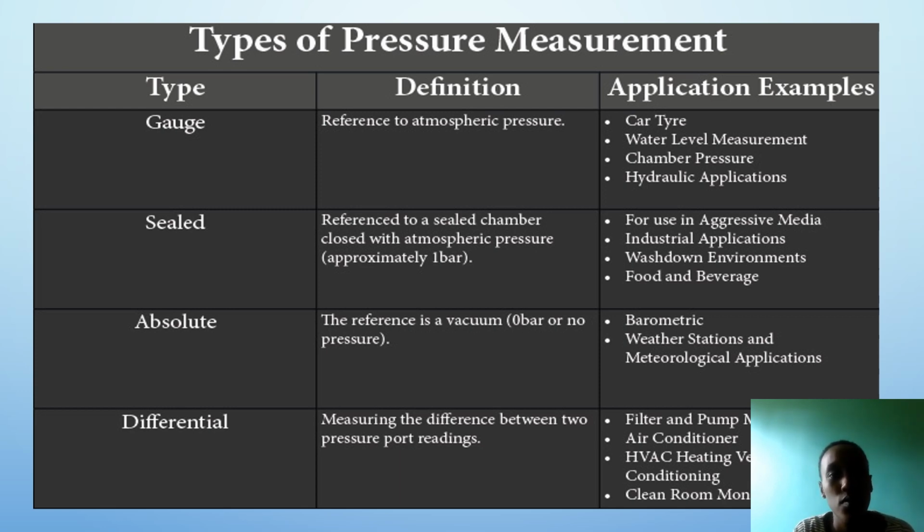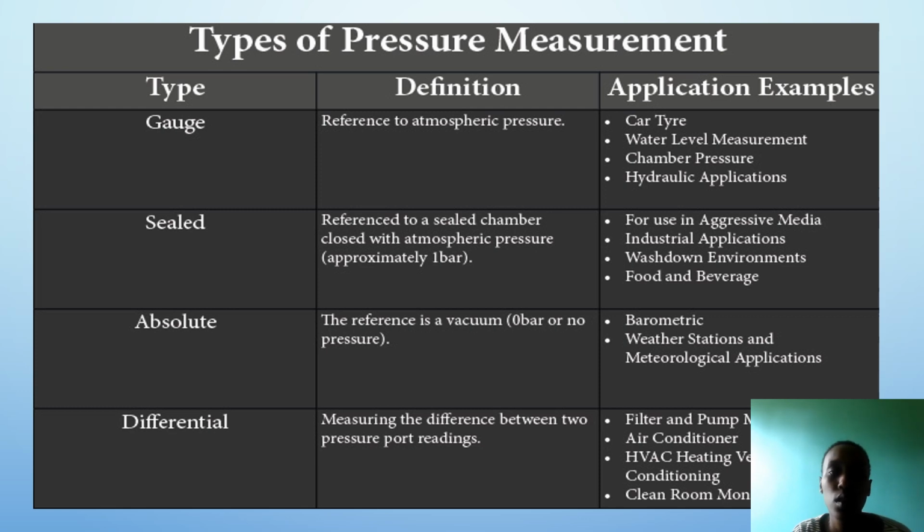The type 1 of pressure measurement is gauge. Gauge is referenced to atmospheric pressure. The application examples are car tire, water level measurement, chamber pressure, and hydraulic applications. Those are examples of gauge.